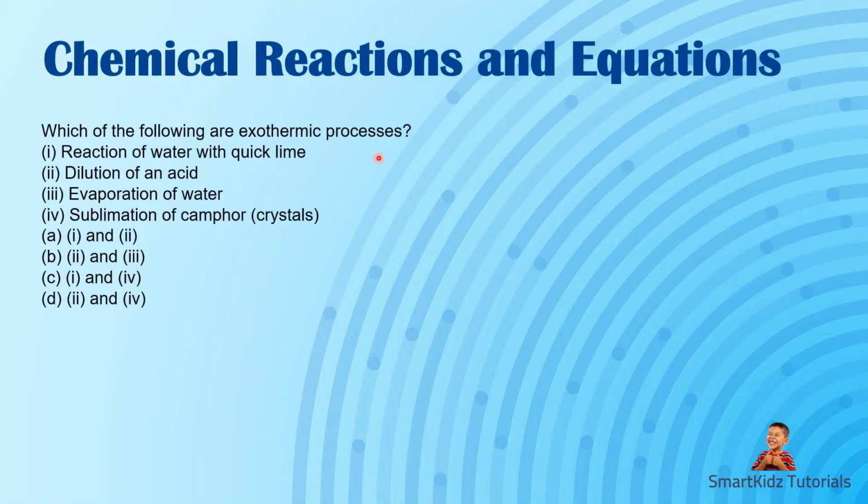Next question. Which of the following are exothermic processes? Reaction of water with quicklime, dilution of acid, evaporation of water, sublimation of camphor crystals. Answer is the first two. Reaction of water with quicklime and dilution of an acid, both are exothermic processes where heat is given out.